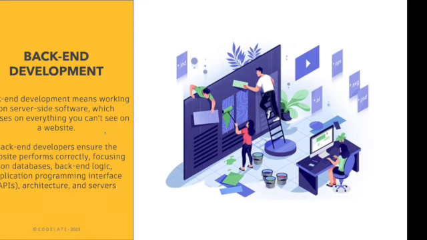So they ensure that the website performs correctly, focusing on databases, back-end logics, application programming interface, in other words, APIs, architecture, and servers. Yes, we have architecture in software development as well, not just in building. The meaning of architecture in software is exactly the same thing that it means in building, except with some little differences. So everything that has to do with architecture or architecting a web application, configuring servers, writing APIs, that is application programming interface.